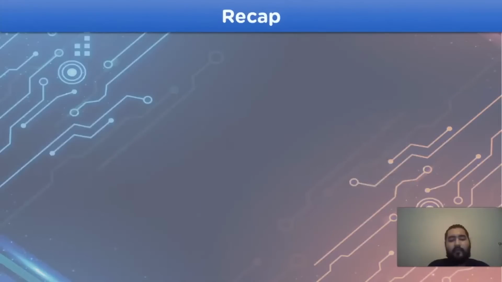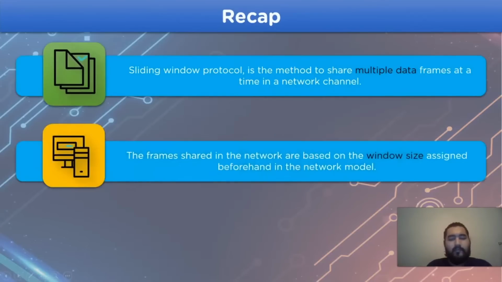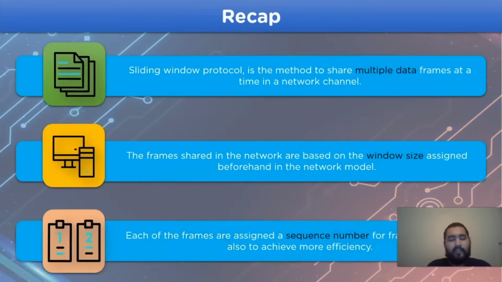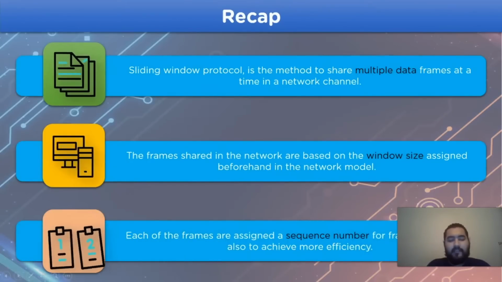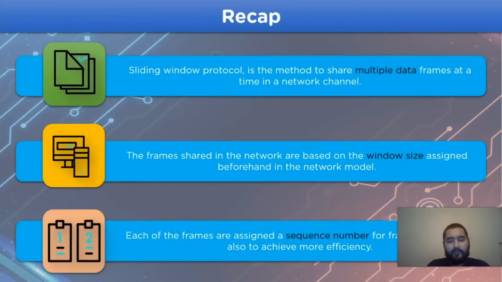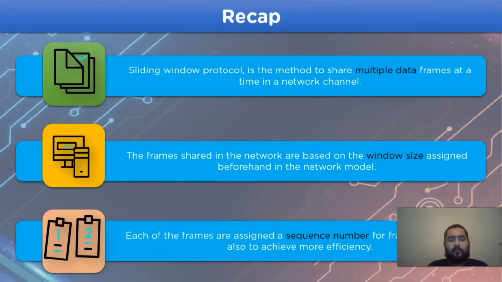Let's begin with the sliding window protocol. Sliding window protocol is a method to share multiple data frames at a time in a network channel. The frames shared in the network are based on the window size assigned beforehand in the network model. As for the last point, each of the frames is assigned a sequence number for frame transmission and also to achieve more efficiency in the network channel.